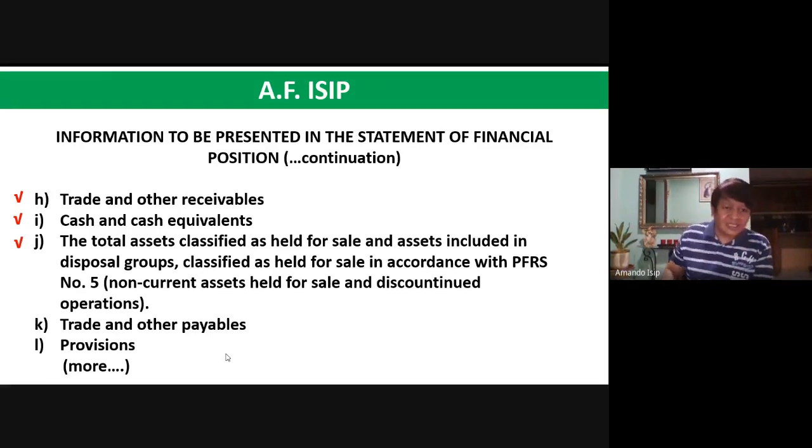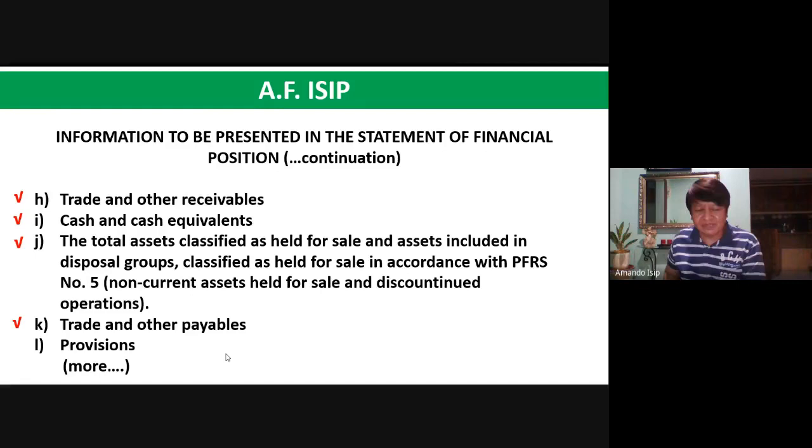And then letter J, total assets classified as held for sale. And assets included in disposal groups classified as held for sale in accordance with PFRS number 5. I will advise everybody to read the contents of PFRS number 5 for you to understand assets classified as held for sale. And then trade and other payables.